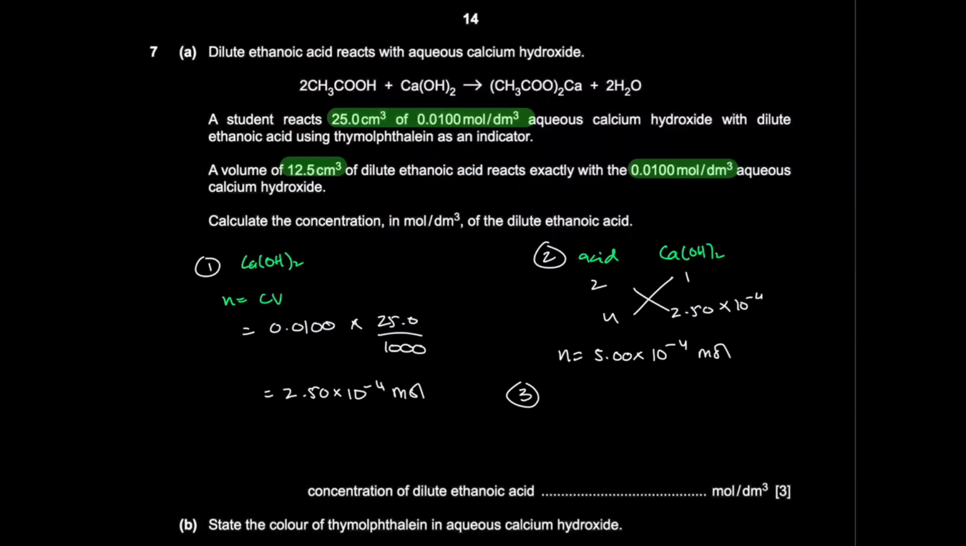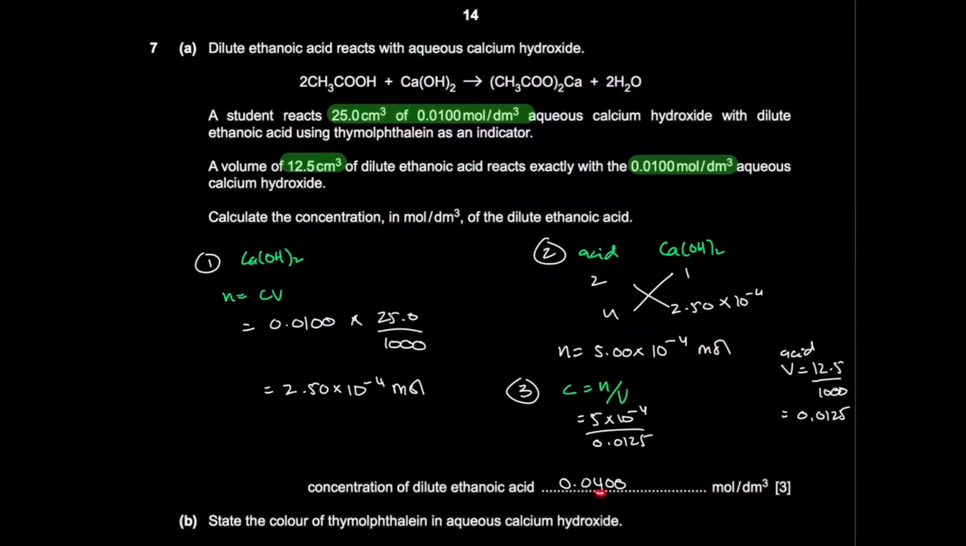And then the third step, convert to desired units. Third step is going to be concentration is number of moles divided by volume. The number of moles over here is 5 into 10 to the power minus 4. Divide by volume. The volume is in centimeter cube again. We have to convert it to decimeter cube. So volume would be 12.5 over 1,000, right, for the acid, which is 0.0125. And this gives us the concentration as 0.0400.